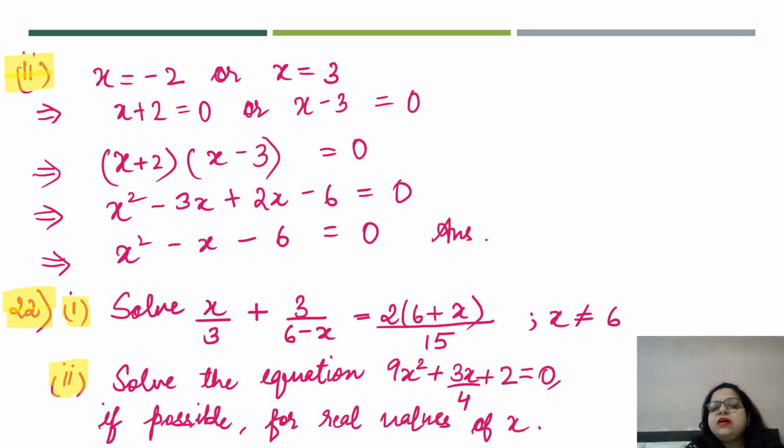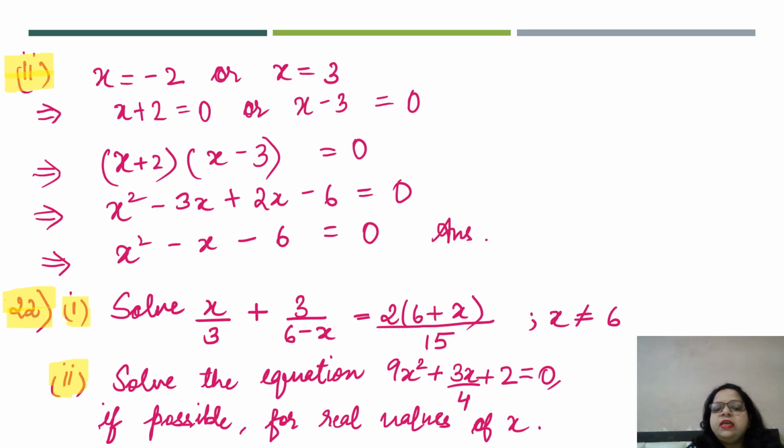This solving of the brackets you must have understood. x into x gives x², plus 2 into −3 gives −6, x into −3 gives −3x, and plus 2 into x gives plus 2x. Okay. Now coming to question number 22.